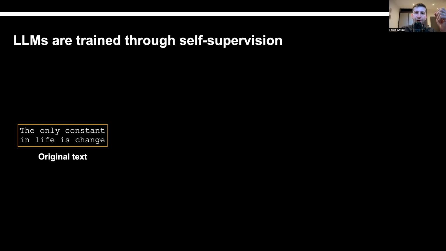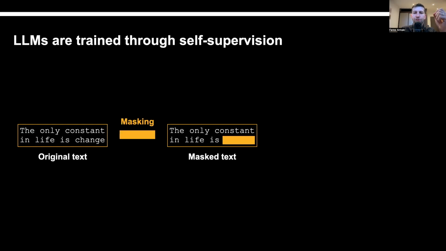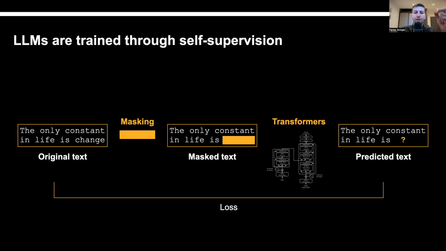famous quote from Heraclitus, a Greek philosopher. The only constant in life is change. Parts of the original text are masked, for example, the word change. A transformer model is then trained to predict the masked word in an effort to minimize the loss or difference between the original text and the predicted word. Predicting the word growth would require the model to adjust its parameters until the word change is predicted.